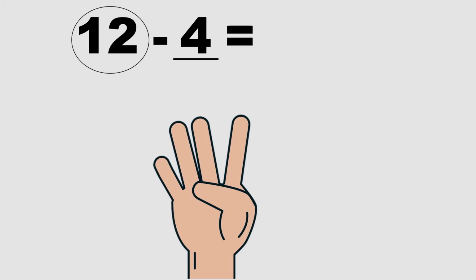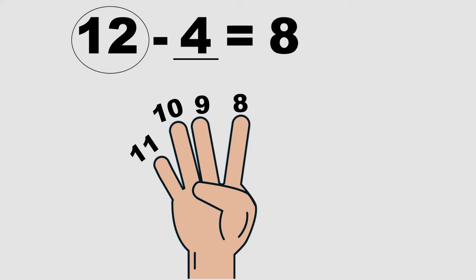Now see another example. Which is the bigger number? 12. We have to subtract 4 from 12. 12 minus 4. So 12 in mind and take 4 fingers. So I am going backward. Before 12, 11. Before 11, 10. 9, 8. So the answer is 8. So 12 minus 4 is equal to 8.